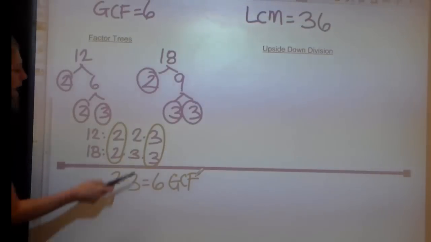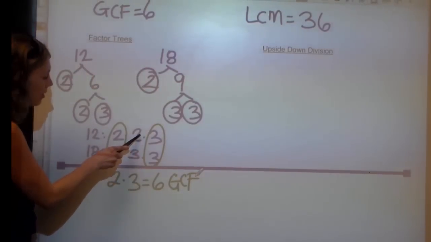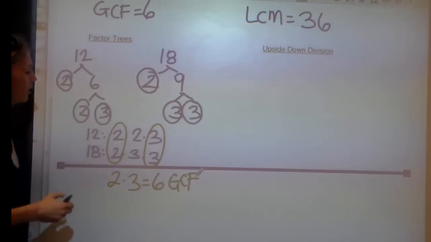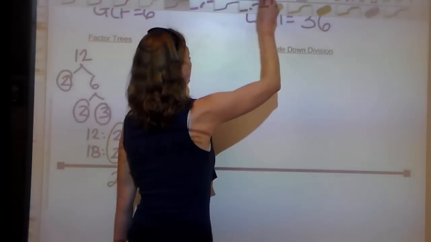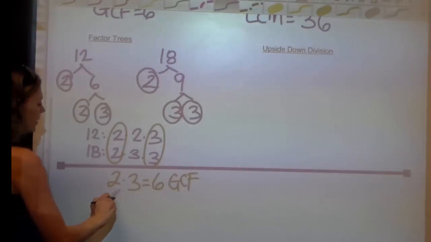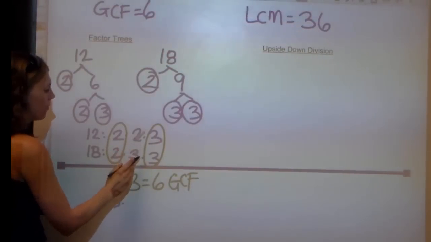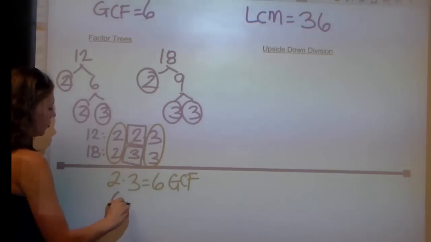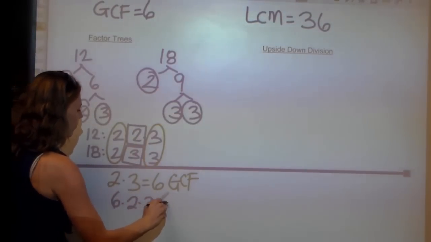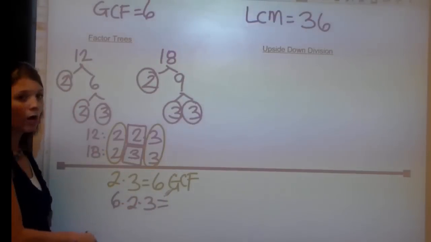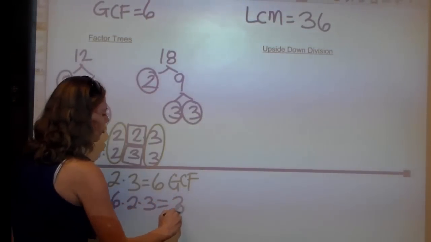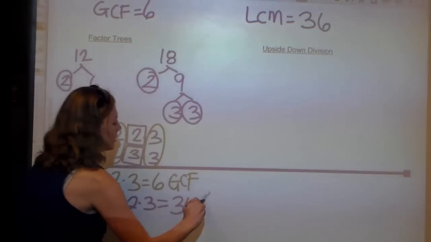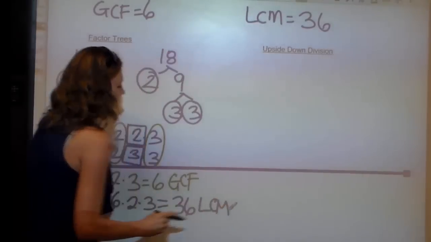However, there are numbers that do not get pairs. There's not a pair with the 2 and not a pair with this 3, a second pair. So for LCM, you're going to take your GCF 6. You're also going to multiply by all of the numbers that were not originally circled. So times 2 times 3. When I do this, 6 times 2 is 12, and 12 times 3 is 36. Or you could do 2 times 3 is 6 times 6 is 36. And that will give you your LCM.